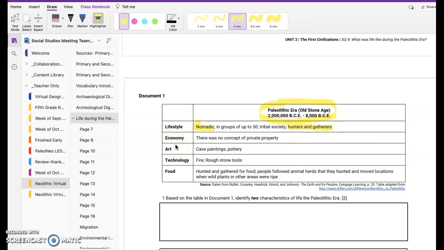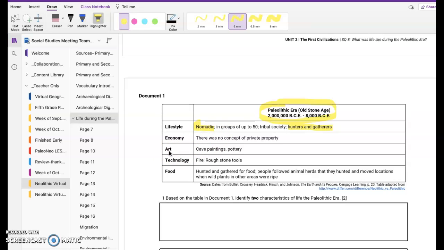Next, economy. There was no concept of private property, which means that people did not have their own belongings back then in the Paleolithic era. People would gather and hunt all this different food, and they would use it to contribute to the tribe's greater good, meaning that a tribe was a whole. Think of maybe a whole family. So they would all supply the food, and then everyone would be able to use it.